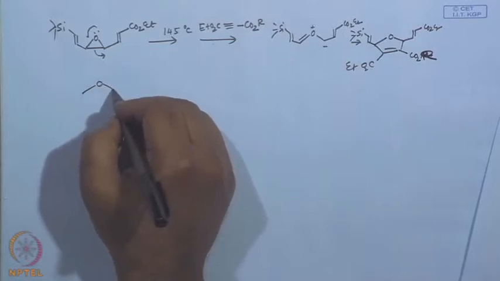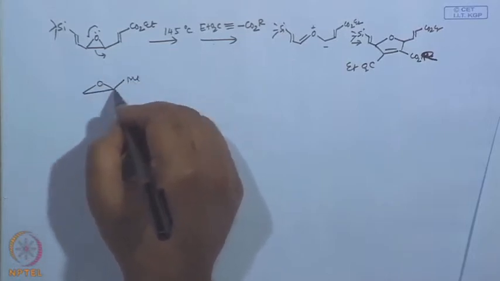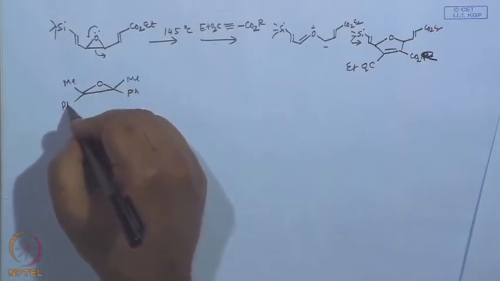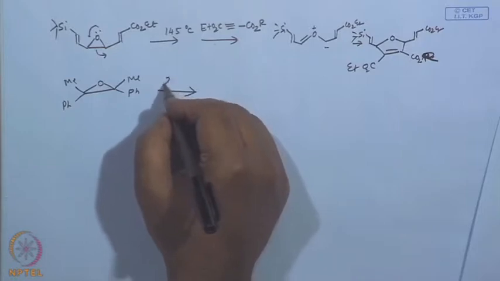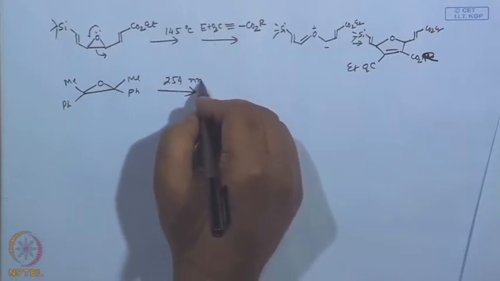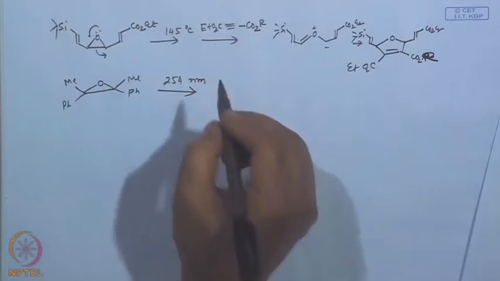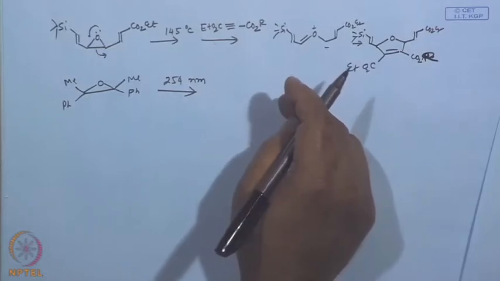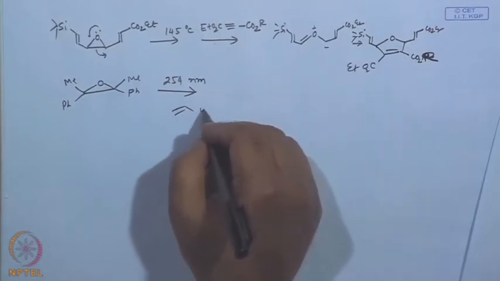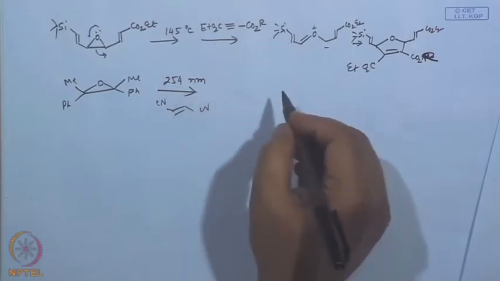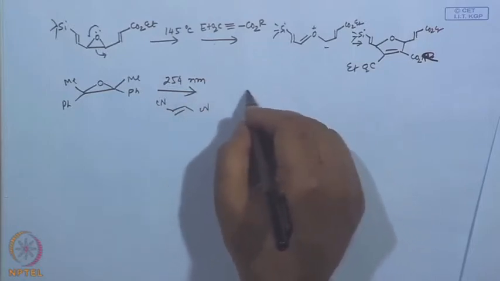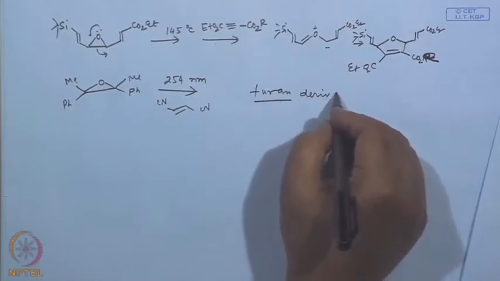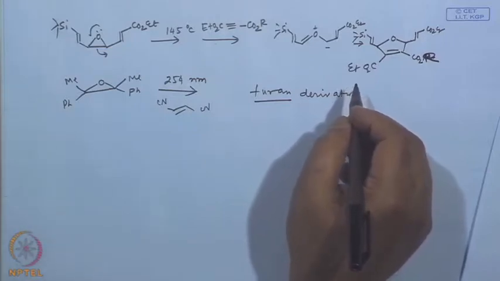more interestingly there is one more example where you will have a heavily substituted epoxide, methyl and phenyl as the substituents, and then if you photolyze at 254 nanometer, you can also get these carbonyl ylides, and then it can be trapped with these cyano compounds, and the corresponding furan derivative is obtained. Okay, so it's a very general reaction.